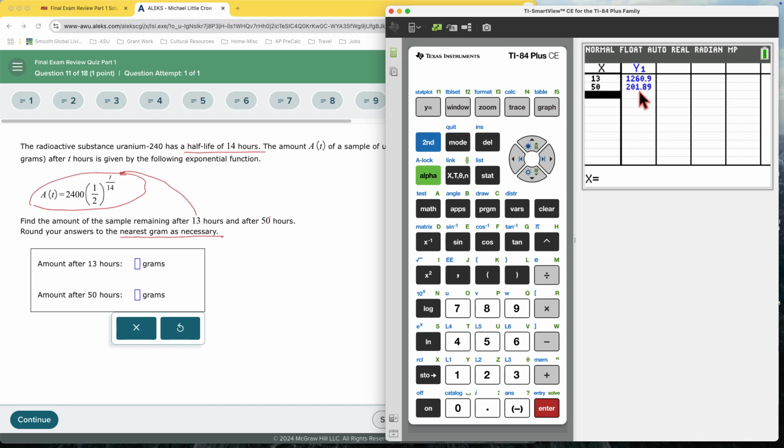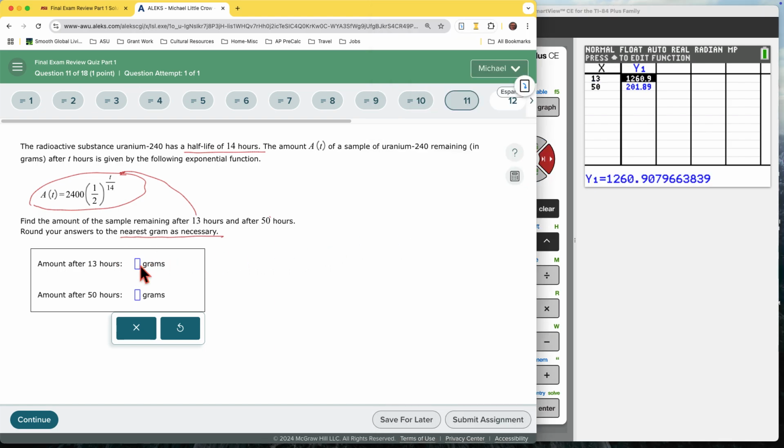Notice it's going down because it's a half-life. We're losing some. Sometimes you have to do this with particular rounding. This one we don't really, since they want it rounded to the nearest gram, this is 1,261, no decimal grams. And that's for 13 hours, right? So I can see that. That's the nice thing about doing this: I see the 13 right there, and there's my answer. So I can put that in, 1261.